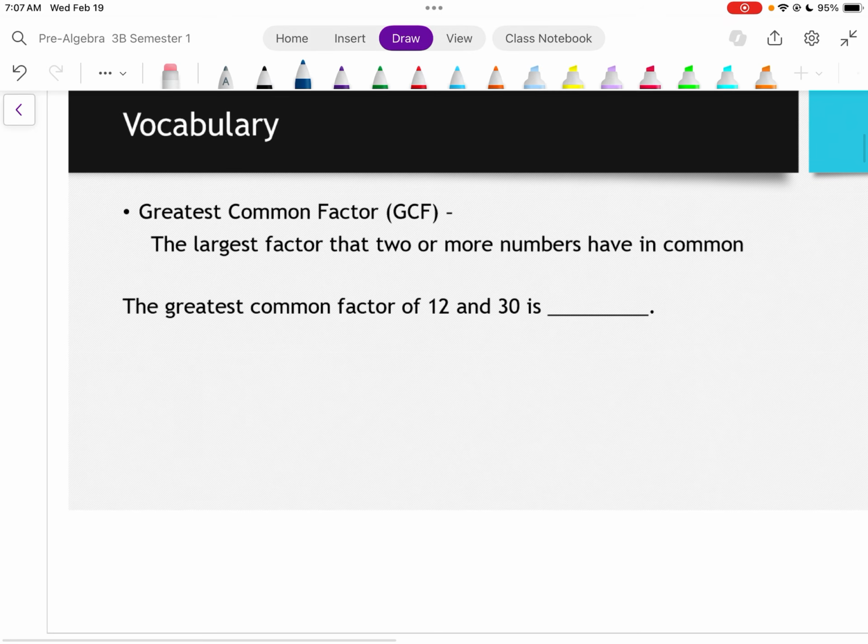Okay, now we're getting into the greatest common factor. The greatest common factor is abbreviated as GCF, and that is the largest. So LCM was the smallest. This one is now going to be the largest factor that 2 or more numbers have in common. And we are going to start off with the greatest common factor of 12 and 30.